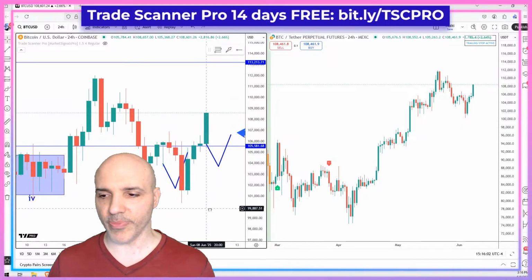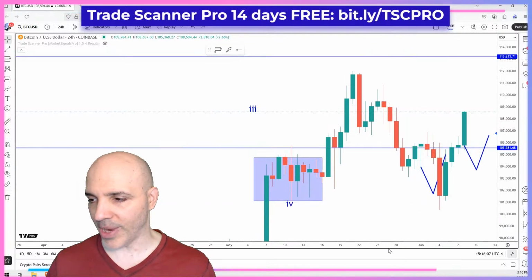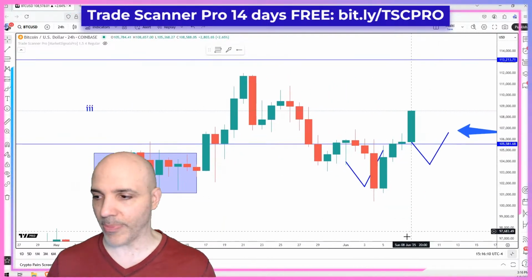Let's move along to Bitcoin, shall we? And we'll start our chart analysis now. So I'm going to make this chart bigger. This is my daily time frame here, and this is the chart that I put on TradingView.